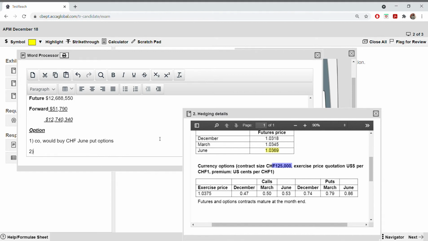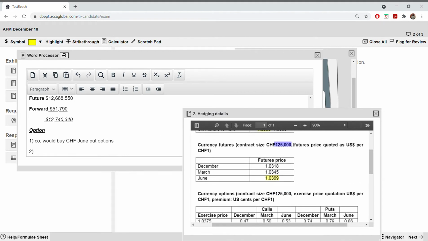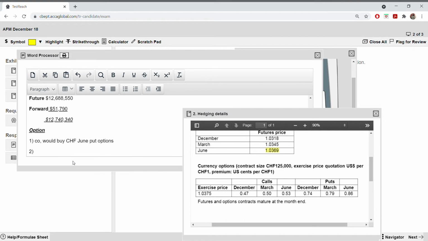Because look at the contract size of future and option, it is 125,000. It will always be the same, so you don't have to worry. The question of what if it's different does not come. It could be different in real life, but for your exam purposes, they don't make it different. Next, what is the number of contracts in future? It was 98. Here also it will be 98. So number of contracts, 98 as before.